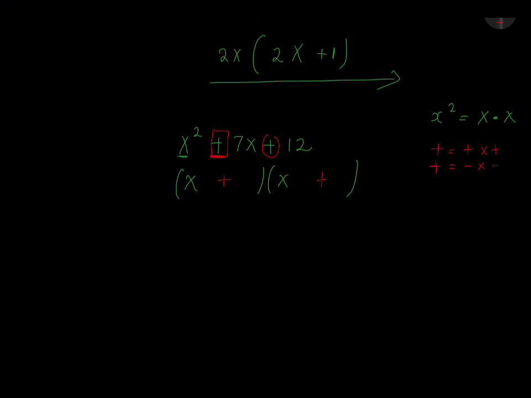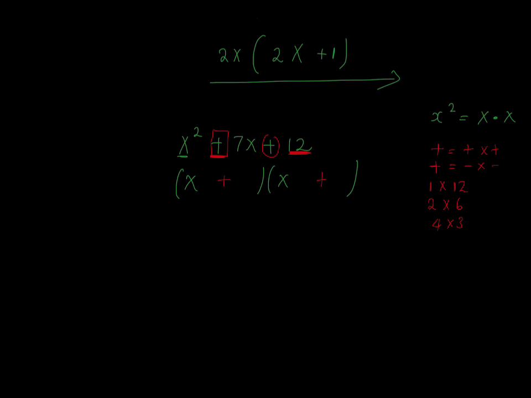The last thing that we must do is to look at this last number, which is a constant, 12, and ask ourselves, how can 12 be written in many different ways. 12 can be written as 1 times 12, or 2 times 6, or 4 times 3.